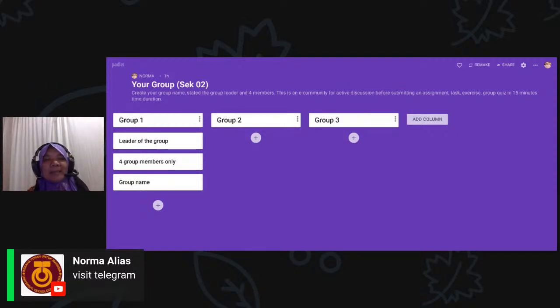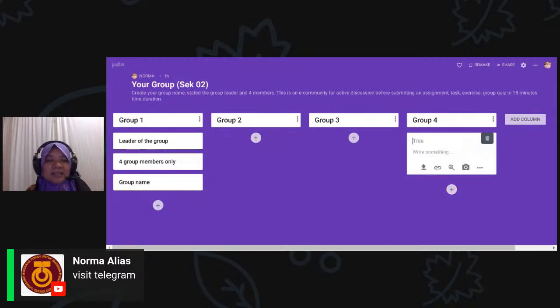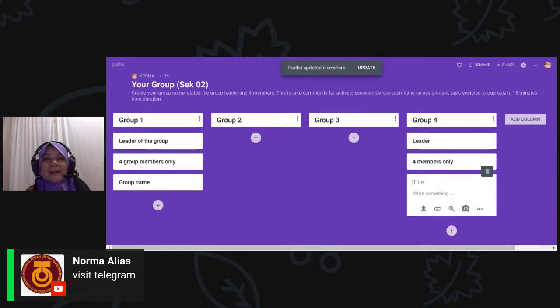At the Padlet, for example, group one, please edit your group name and the leader of the group, and find your 4 members only in one group. Create, for example, a new group, group 4. The same thing, insert your leader, and then write the 4 members only, because a group cannot have more than 4. Including the leader it is 5, and then your group name.